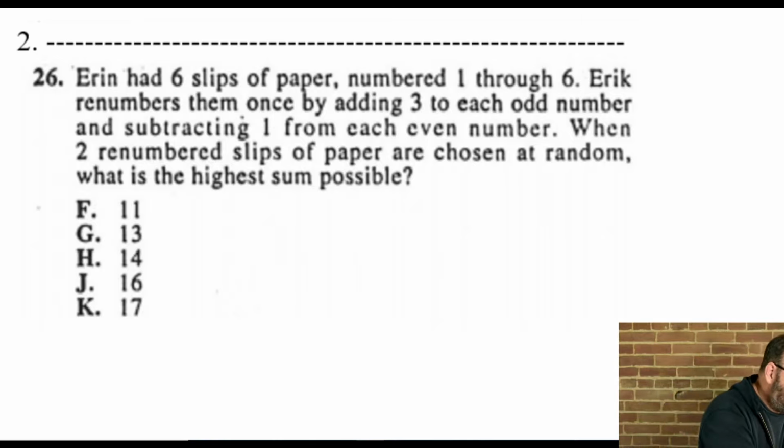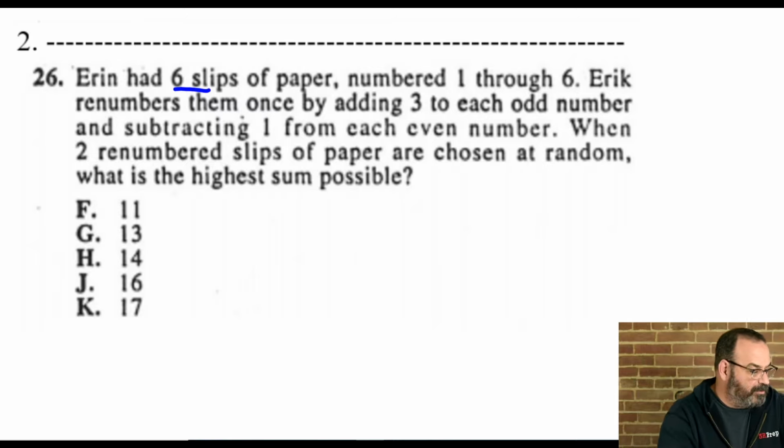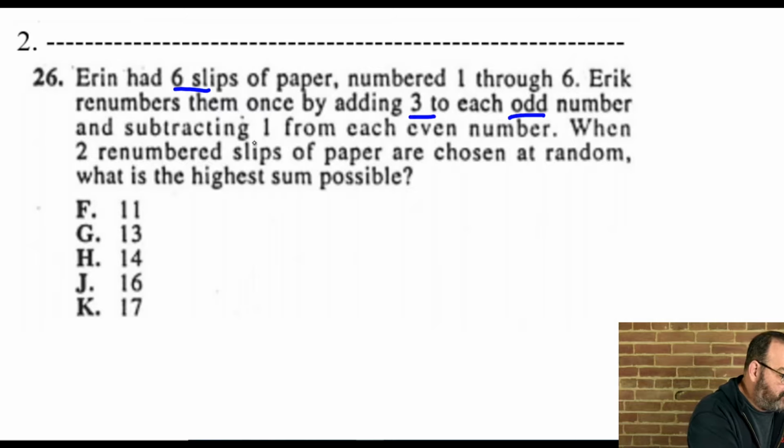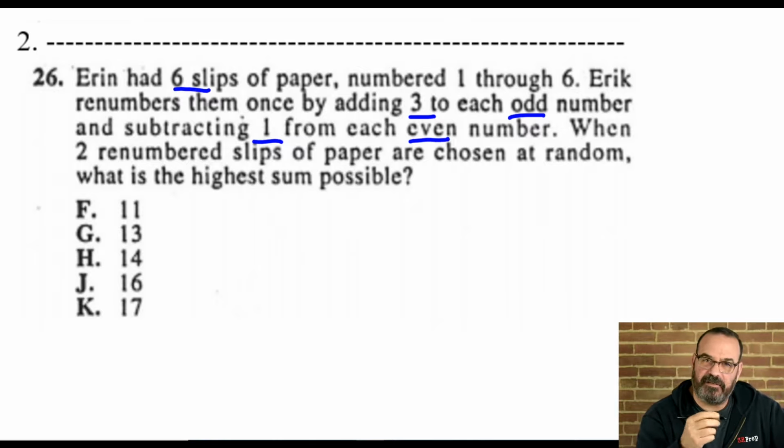Aaron has 6 slips of paper, numbered 1 through 6. Eric renumbers them once by adding 3 to each odd and subtracting 1 from each even. I love this kind of problem because it's an integer problem with evens and odds. When two renumbered slips of paper are chosen at random, what is the highest sum possible? So it's at random, so it's a probability.